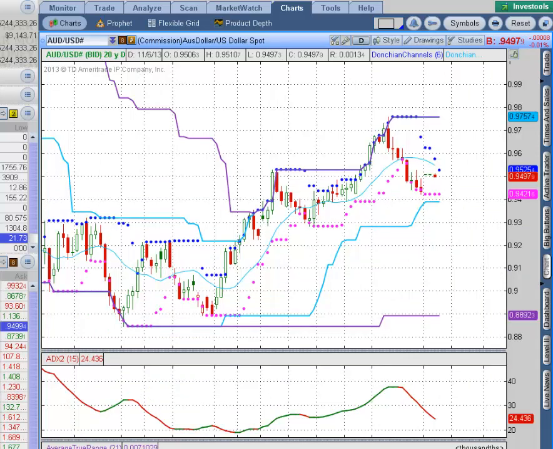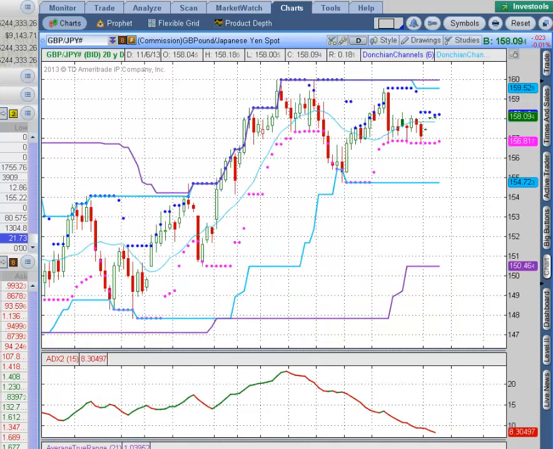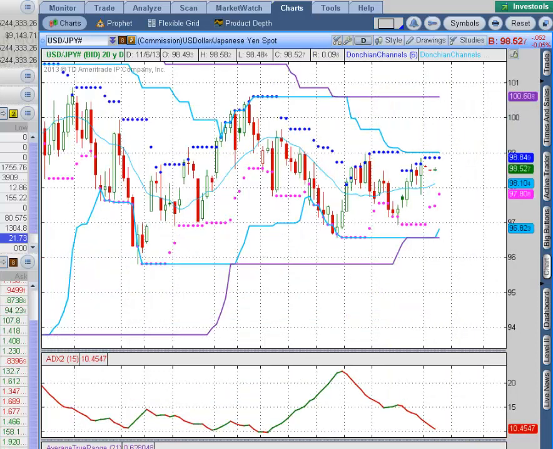Let's look at the price charts for a few of the more common Forex pairs to trade. The first is the Aussie US dollar. This pair continues to move in a sideways direction. Here's the Euro US dollar. After this big pullback, it appears it's going to start moving in a sideways direction. Here's the pound yen. It's moving in a sideways direction. And here's the US dollar yen. It's continuing to move in a sideways direction.